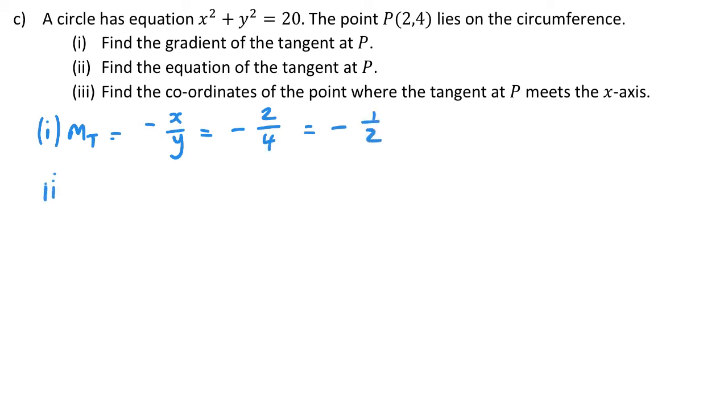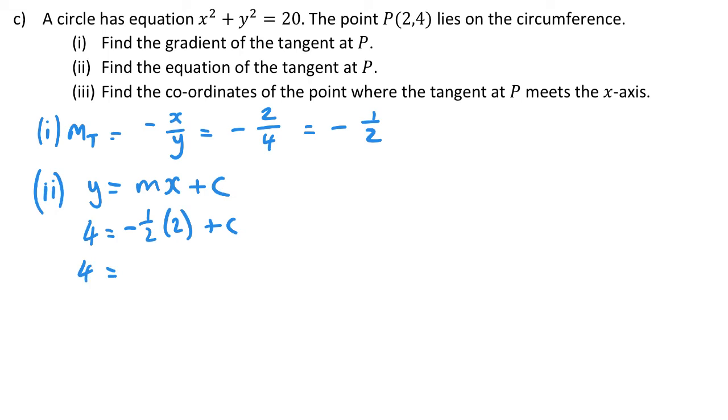Part 2, we want to find the equation of the tangent. So the equation of the tangent is a straight line, so it's y equals mx plus c. Our y value is 4, the gradient is minus a half, the x coordinate is 2, and then plus c. So 4 equals minus a half of 2, which is minus 1, plus c. So take the minus 1 over, it becomes 5. So 5 is equal to c, so the equation of the tangent is y equals minus a half of x plus 5.